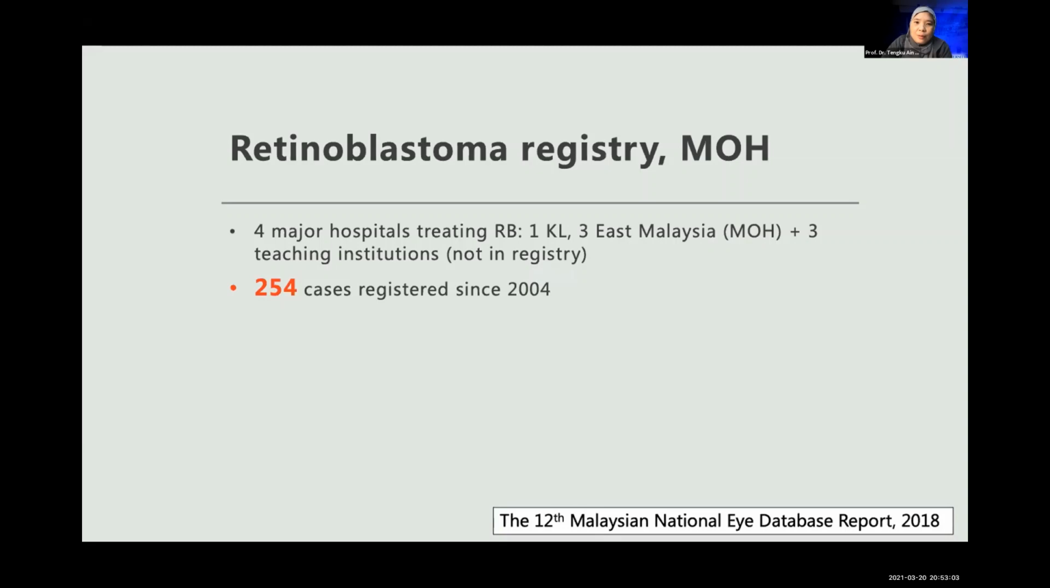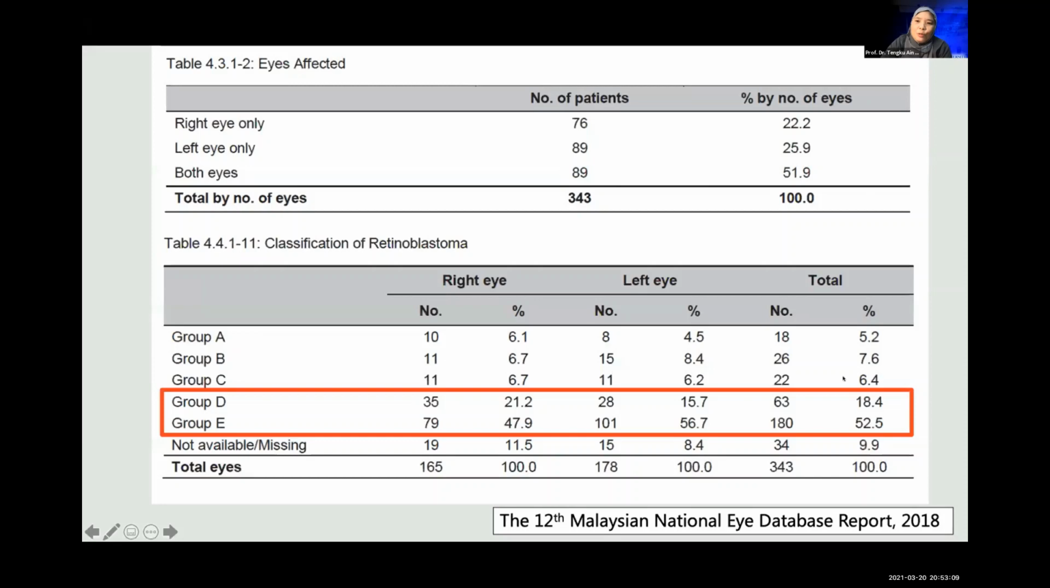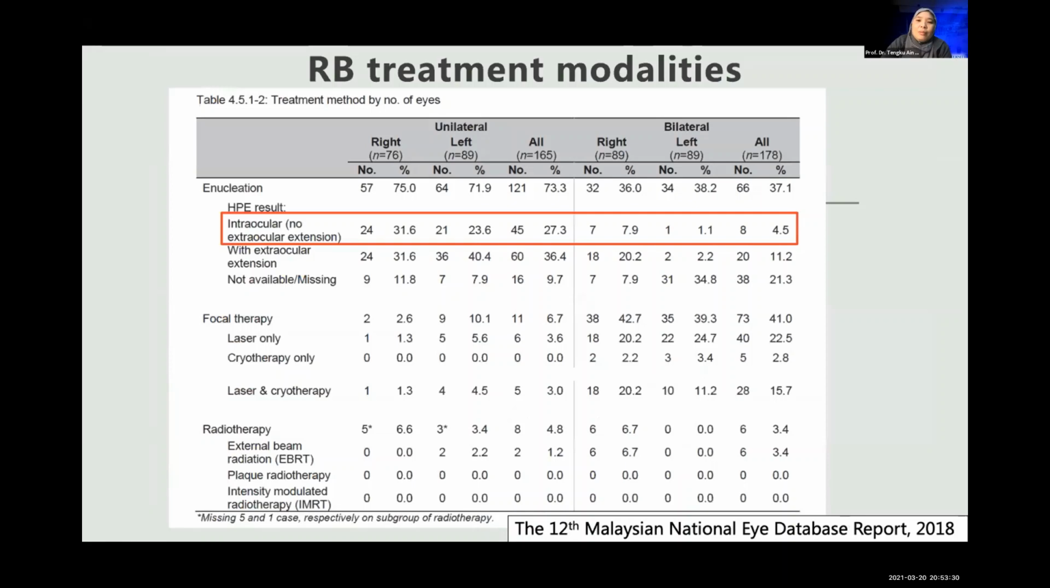Of which you can see 52% are bilateral. And most of those cases that present, more than half, are quite late, at group E, 18% followed by group D. So the spectrum of our cases that are being treated are actually in the late stages. What were the treatment modalities offered and available to them? Surgery, laser, radiotherapy, and on top of that, chemotherapy. I'll go into that in further detail afterwards.